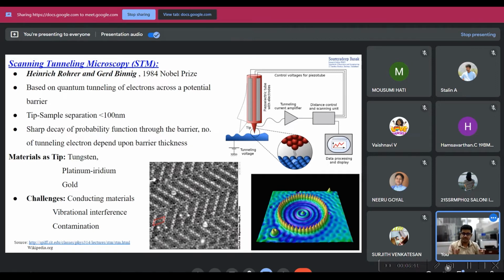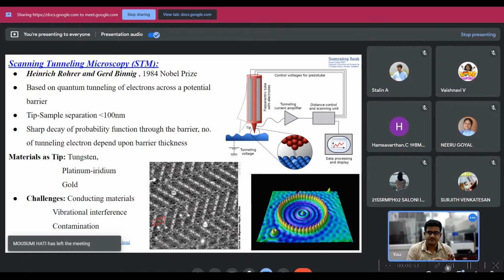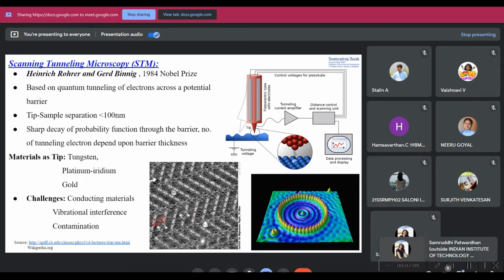Other techniques, what is the modification after the STM? What is the technique that came to minimize these challenges? What are the modifications? What is the technique that came after STM to remove these challenges and we can get better surface topography? It is atomic force microscopy, right?